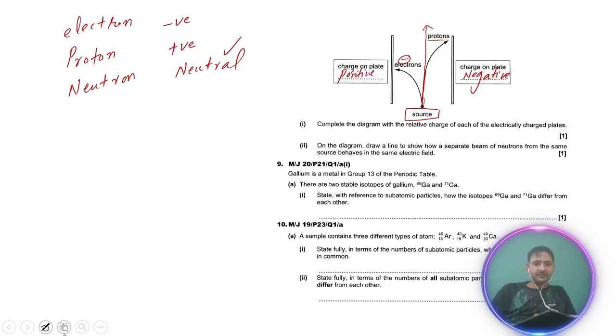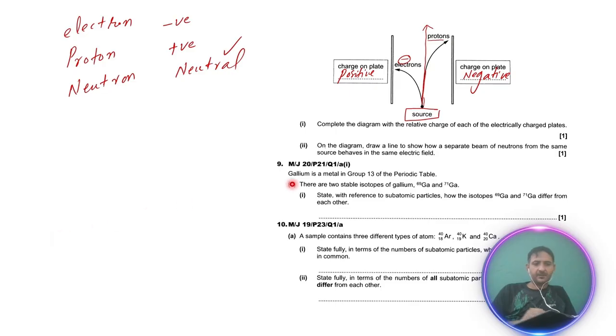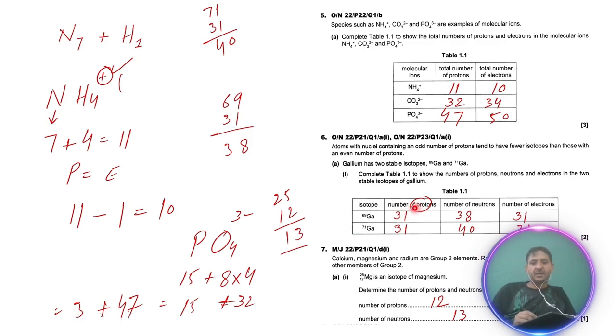Gallium is a metal in group 13 of the periodic table. There are two stable isotopes of gallium. State, with reference to subatomic particles, how the isotopes of gallium differ from each other. Both have the same proton number, 31. You can notice the number of protons here and here. They both have the same number of protons, but their numbers of neutrons are different.